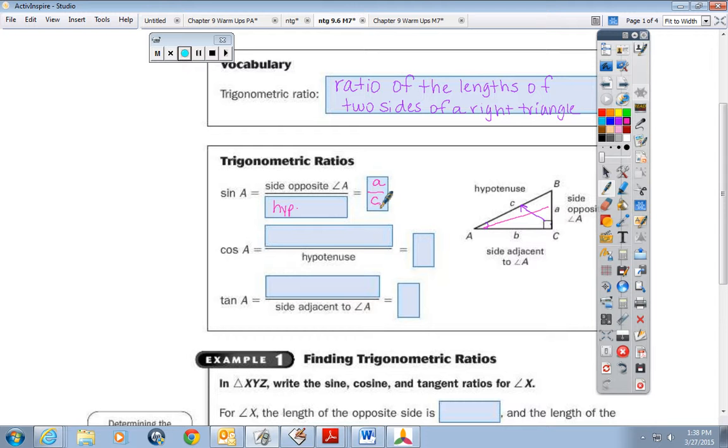Basically you're going to get three pieces of the puzzle. You're either going to get the angle measure and the hypotenuse, and you find the side opposite, or you're going to get a combination of that, and you'll have to use algebra to figure out what the missing piece is.